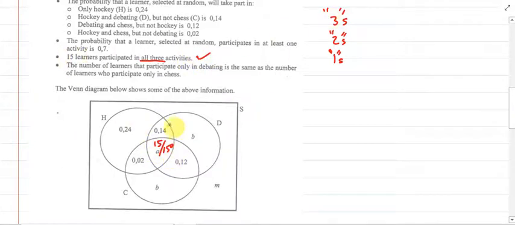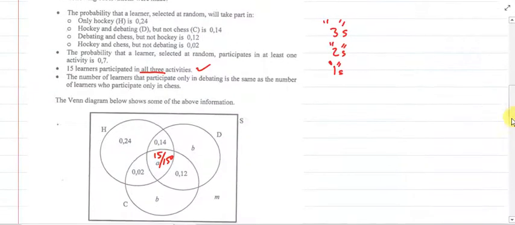Remember, we filled in the threes, and since the diagram is already filled in, you can just have a look at the information provided. Hockey and debating but not chess. So hockey and debating but not chess, so remove this part. We have hockey and debating but not chess is equal to 0.14.